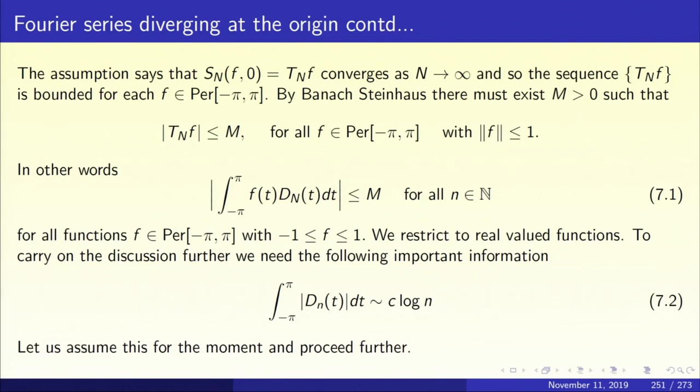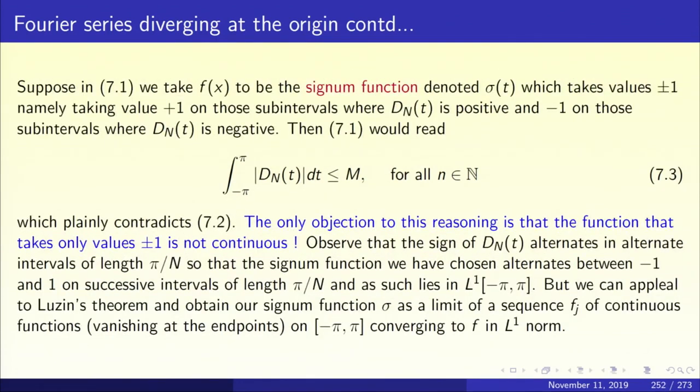But there's only one small technical glitch in this argument, and the technical glitch is that this function f of t that we have defined, the signum function, is not continuous.